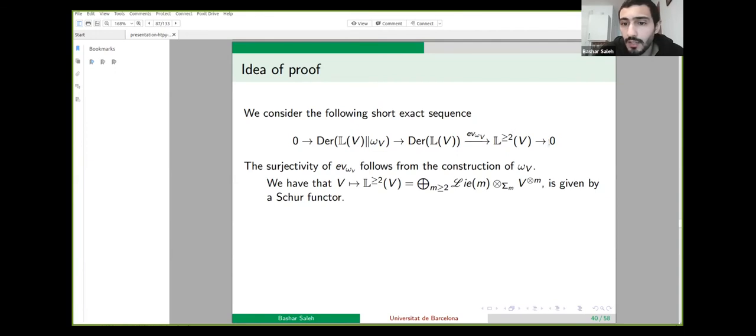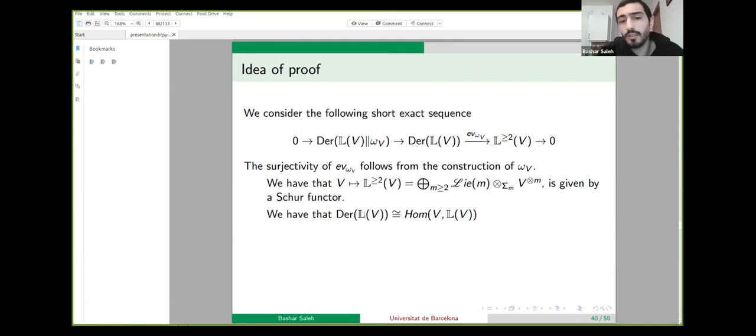And let's analyze this. What is this? Well, this is just the following Schur functor. V goes to this is a Schur functor. You just take the Lie operad, take the arity m, and tensor it with V tensored with itself m times, the m-fold tensor product of V, and we let m vary from 2 and upwards. So this is a Schur functor. We have also that the derivations on LV is a Schur functor.